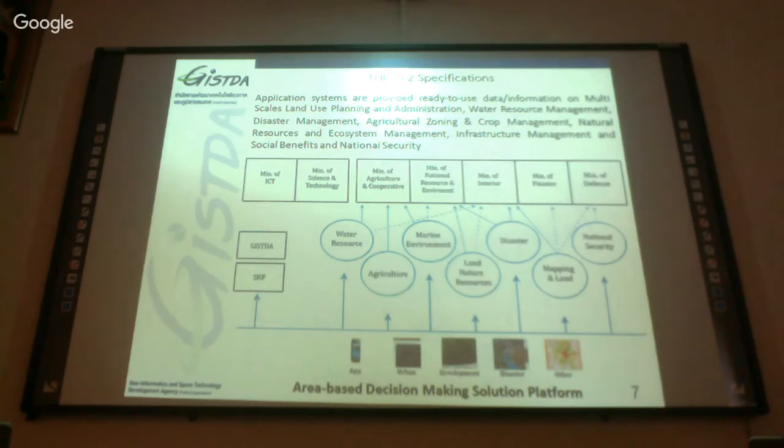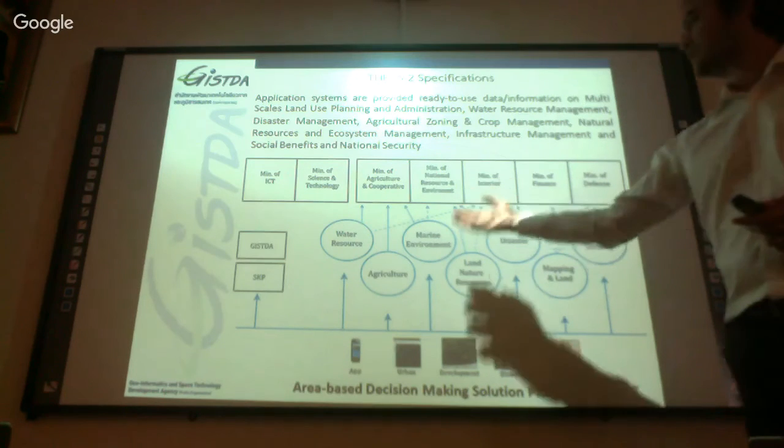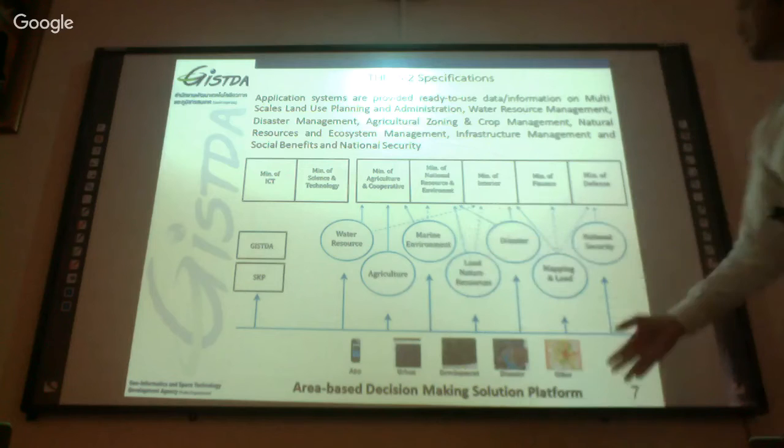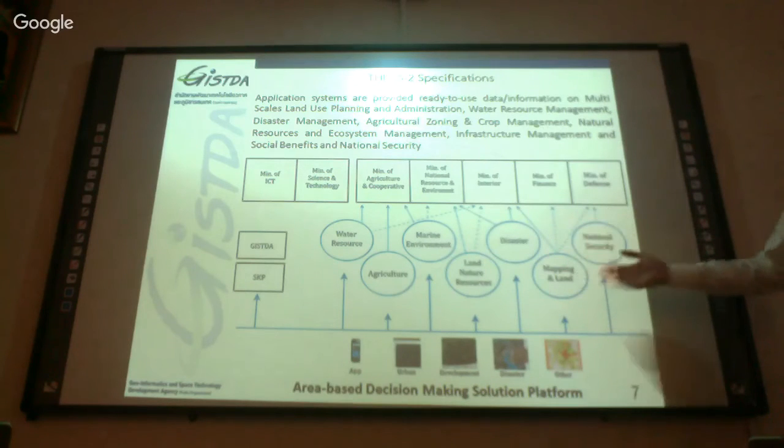This is the TR2 specification. We want to manage water resources, agriculture, marine, land, disaster, and mapping areas, including national security, because the big satellite is 0.5 meter, and that object points to military security.